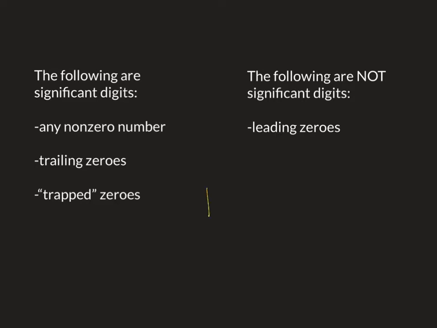So if I have the number 1,456 as an example, that number has 4 significant digits in it because it has 4 numbers that are not zeros.